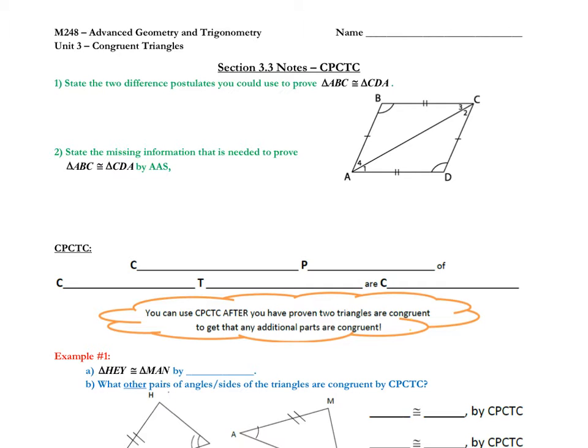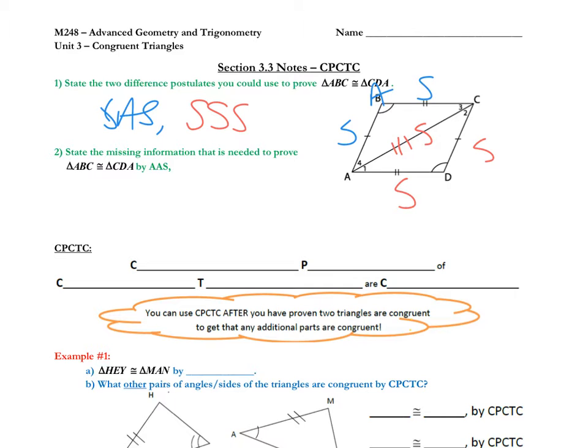If we can state two different postulates that could prove ABC is congruent to CDA. Well, one, and I kind of did this when I was going over stuff, this would be side, angle, side. So that's one of them. But then we can also go side, side, side. And why is this side okay to mark? Because they share a common side, the reflexive property. So we could also say by SSS.